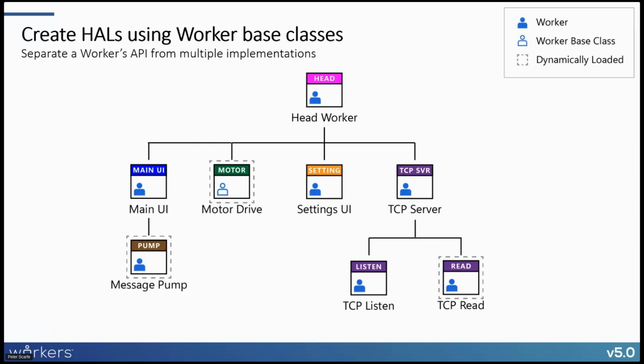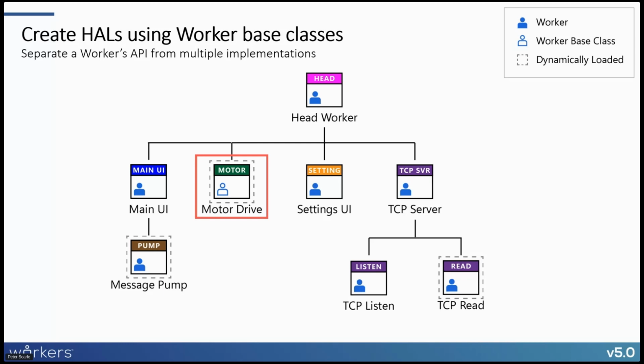Here is a representation of a worker's application. If you look closely, you will notice that one of the blocks in the tree is not a worker, it's a worker base class called MotorDrive. And this worker base class is a hardware abstraction layer. In other words, it's an API abstraction for a motor drive.